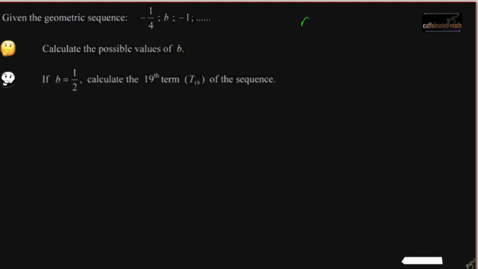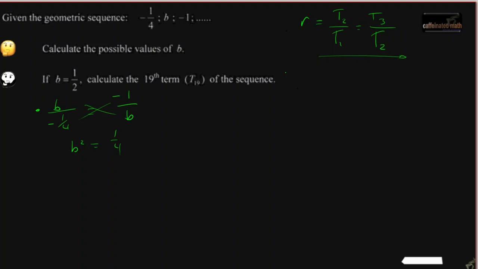Remember, our constant ratio is t2 divided by t1. We always have the next term divided by the current term, next term over current term. So for this one, we'll have b over -1/4 being equal to -1 over b, and if we cross multiply that, we'll have b squared being equal to a negative and a negative is a positive, 1/4.